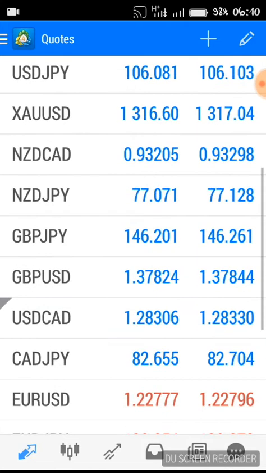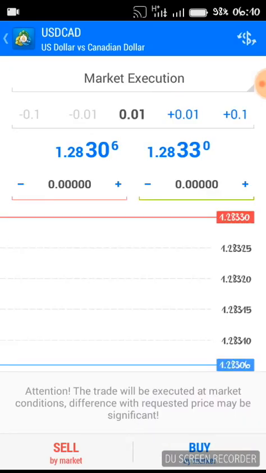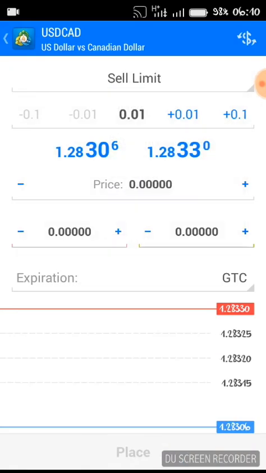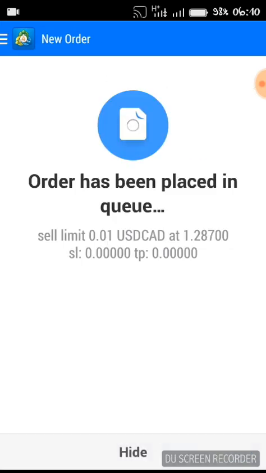This is it. I tap it once, it gives me this, and I pick new order. I come here to change this to sell limit, and remember that my lot size has stayed on 0.01. So now I will just press and hold and paste the information I have gotten. I'll place it.